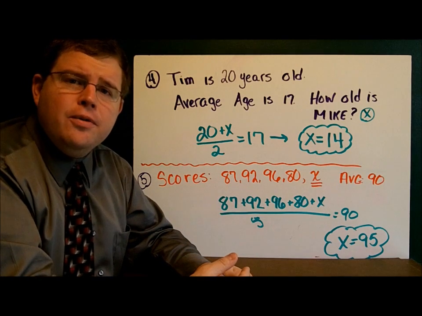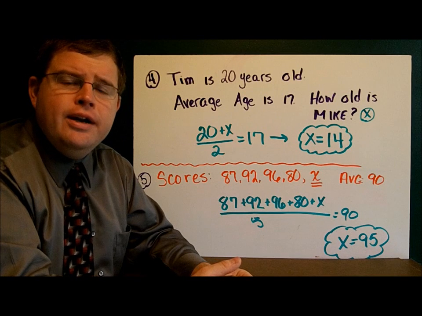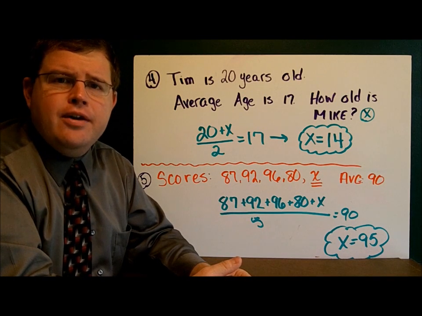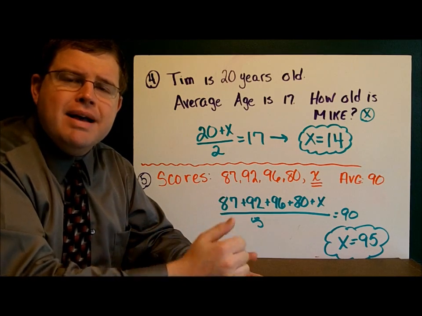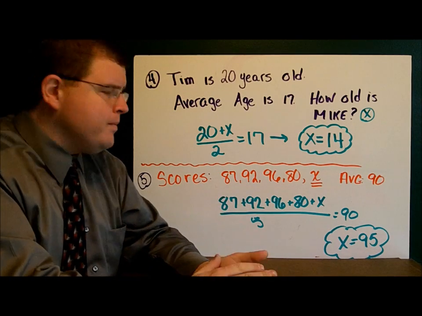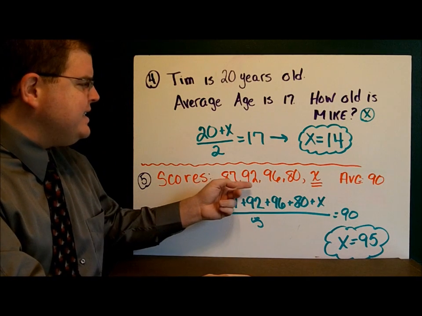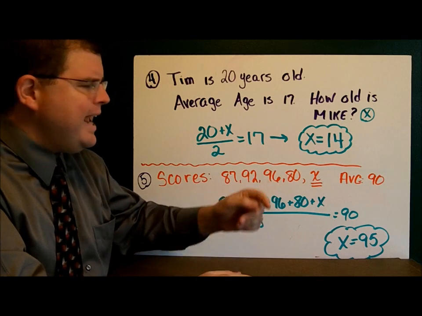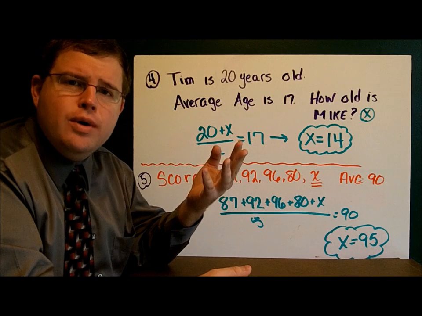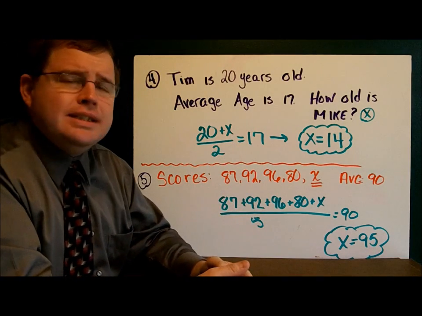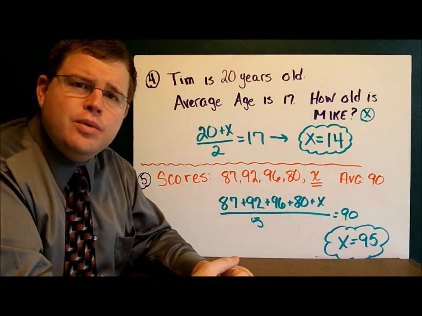Finally, we have a cool little thing, and I've actually used this before quite a bit when people come to me and say, you know, Mr. Dory, I want my final grade for the year to be a 92. What do I have to get the 4th quarter? And I can use a method like this to find that out. We have a student who has scores of 87, 92, 96, and 80 on the first 4 quizzes. There's going to be one more quiz. And the student says, I want my average to be 90. What do I have to get on this last quiz?